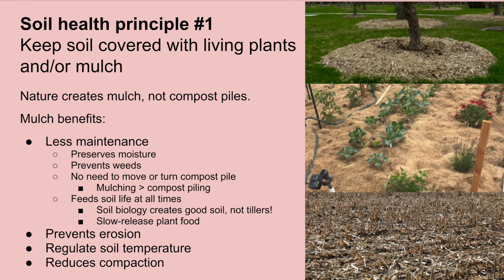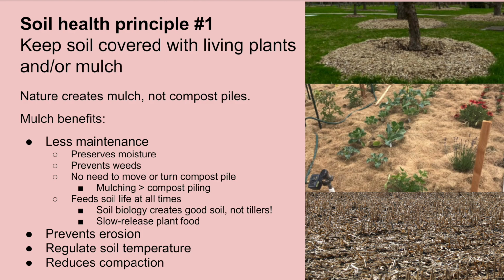Number 1, keep soil covered with living plants and or mulch. If you had to choose one or the other, living plants are preferable to mulch, since they will eventually become mulch anyway. But you really should strive for both at all times. First, let's talk mulch. You've heard all the benefits before, but let's really dig into these because there are so many benefits and they're so important, but I know people personally who aren't yet convinced that it's that important.